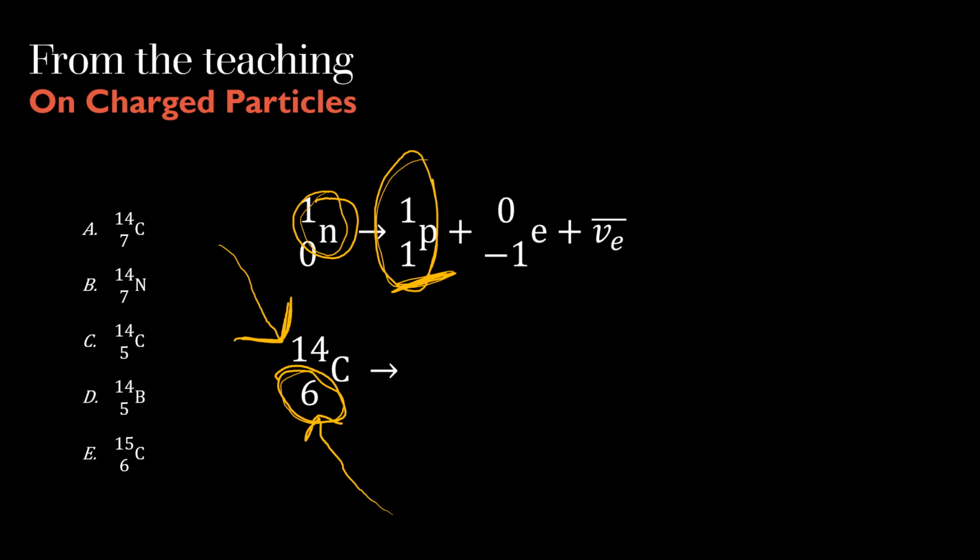If it's gaining a proton, remember that this number is the one that guides the choice of which element we're looking at. So if that number changes, then the element must change as well. That really does narrow down our choices.